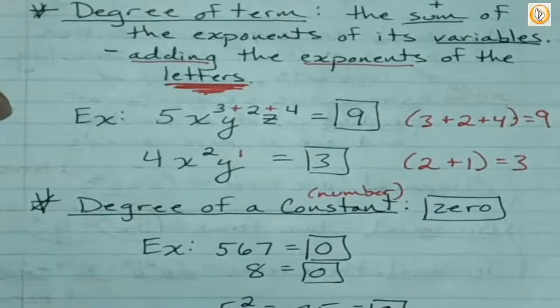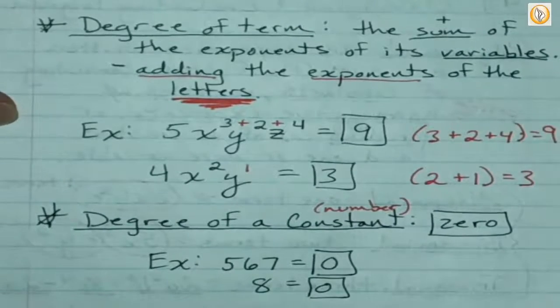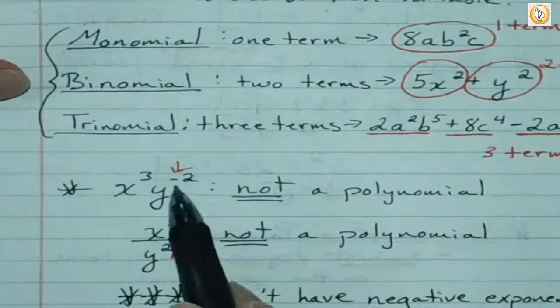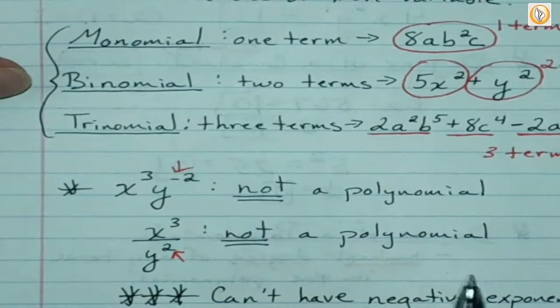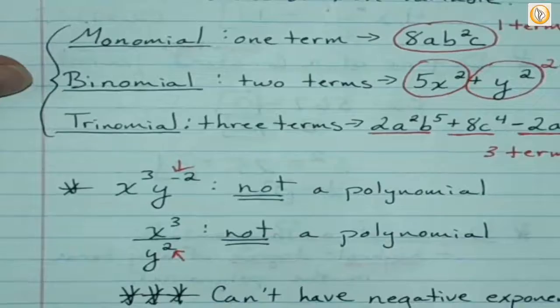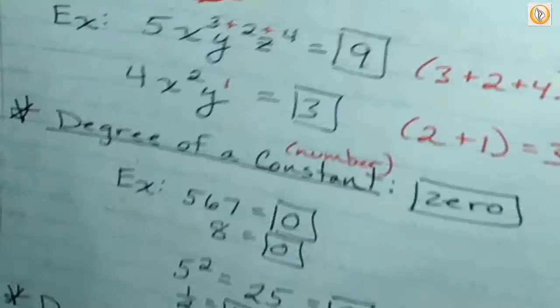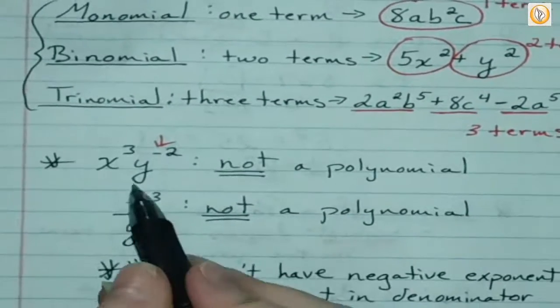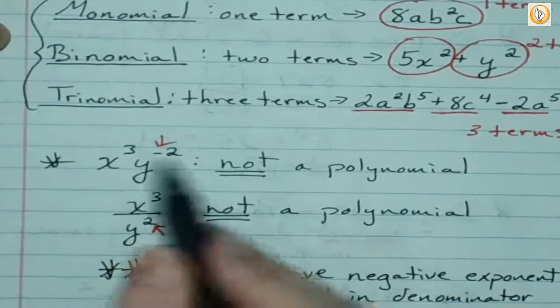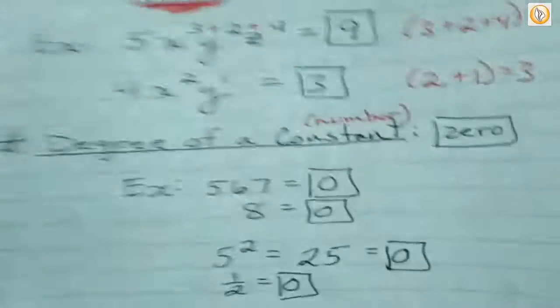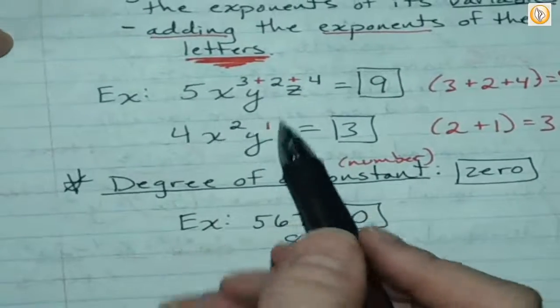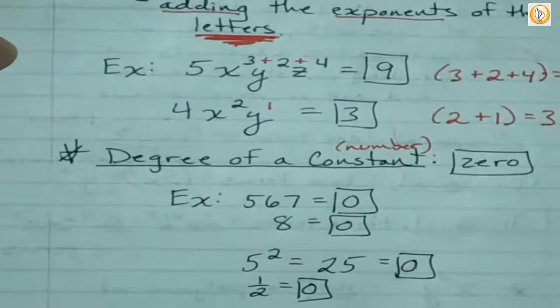For the degree of term, what do you do when you have a negative exponent? Sweetheart, it's not a polynomial. You do nothing with it. You cannot have a negative exponent, period. So you won't be dealing with that. They would never ask you that because you cannot have a negative. It's not even a polynomial.